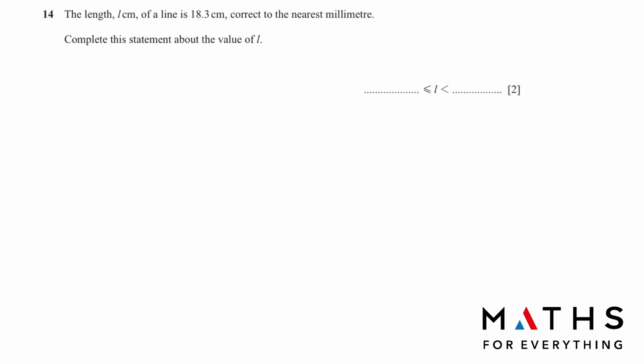Question number 14. The length L centimeter of a line is 18.3 centimeter, correct to the nearest millimeter. Complete the statement about the value of L. We have 18.3. Think of it as, there are 2 ways you can work it. If it is 1 decimal place, you always add 0.5 and you always subtract 0.5. When you subtract 0.5, you are going to get 18.25. When you add 0.5, you are going to get 18.35. So this is your answer.